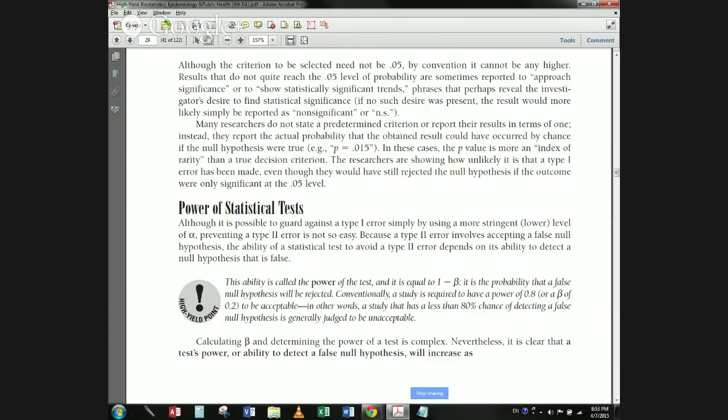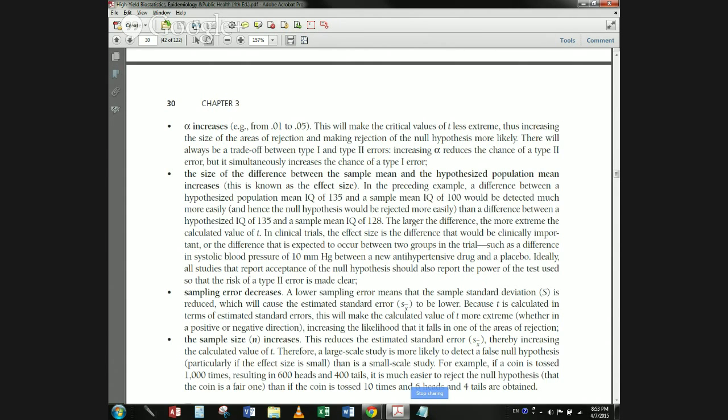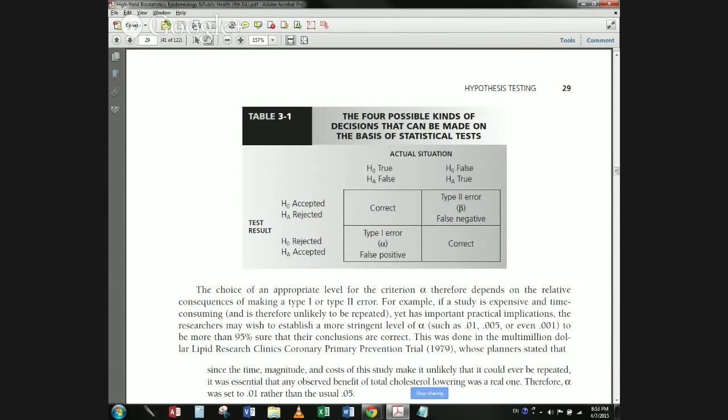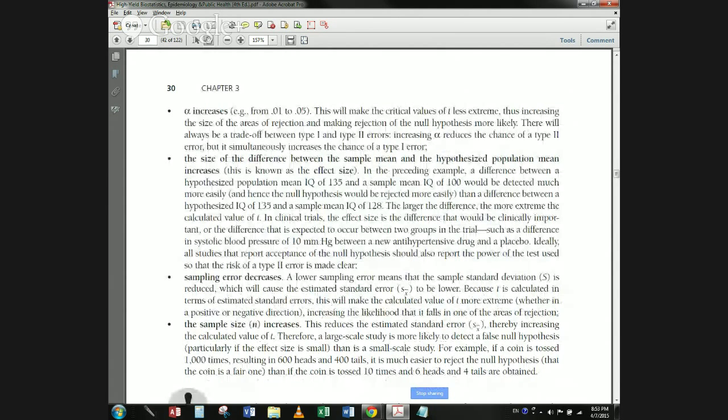Nevertheless, it is clear that a test's power, or ability to detect a false null hypothesis, will increase as alpha increases, for example, from 0.01 to 0.05. This will make the critical values of t less extreme, thus increasing the size of the areas of rejection and making rejection of the null hypothesis more likely. There will always be a trade-off between type 1 and type 2 errors. Increasing alpha reduces the chance of a type 2 error, but it simultaneously increases the chance of a type 1 error.